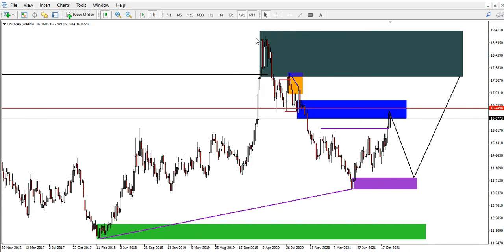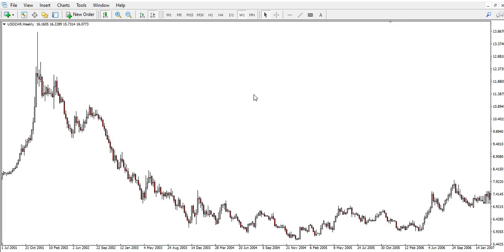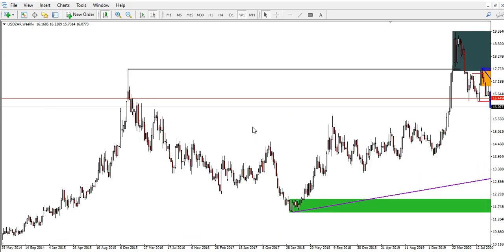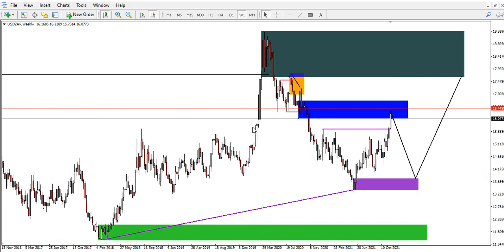Okay, let me do some. Waiting for a bit. This is USD ZAR. This is my currency in my country, South Africa. So this is where we are at the moment, at 16.0773. That's the rate of one USD to ZAR. So things are about to get a little bit better.